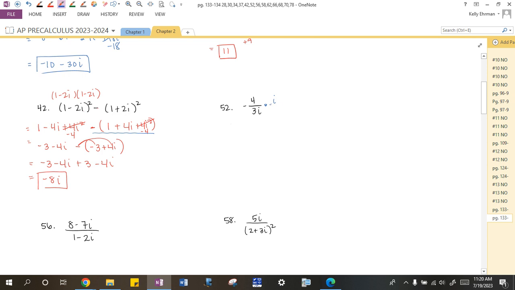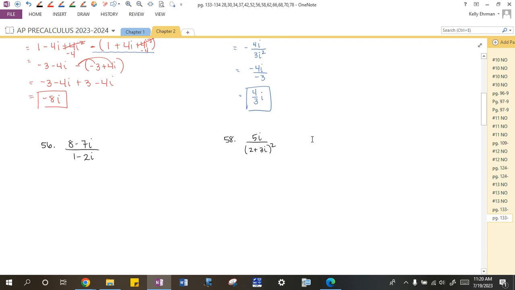You're just multiplying by i over i. You're trying to get, in the most efficient way possible, rid of the i in the denominator. So by multiplying by i over i, you make the denominator 3i squared, which makes this negative 4i divided by negative 3, which would simplify to 4/3 i, or 4i over 3, whatever.